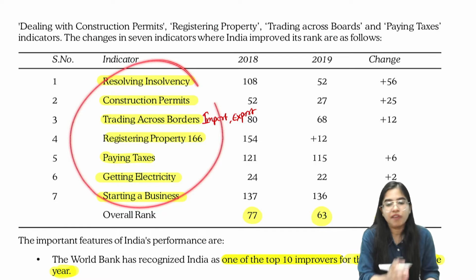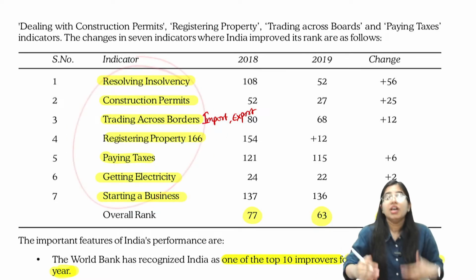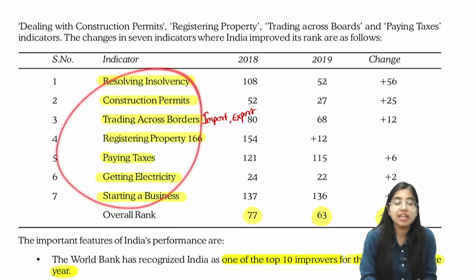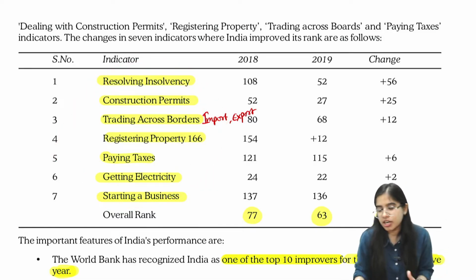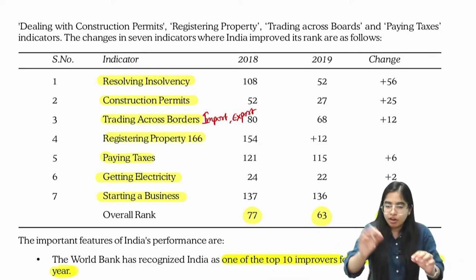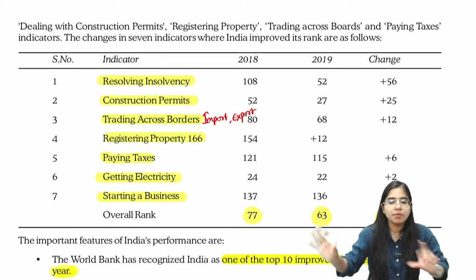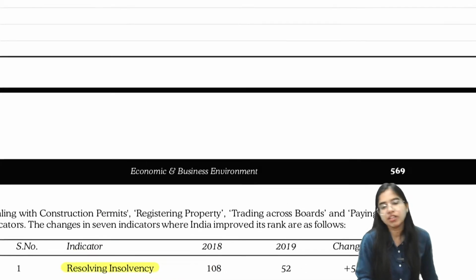On the basis of these factors, the World Bank gives ranking to countries. Not only these factors, there are a lot of other factors, but these are some of the major factors which are considered by the World Bank in order to give the ease of doing business ranking.